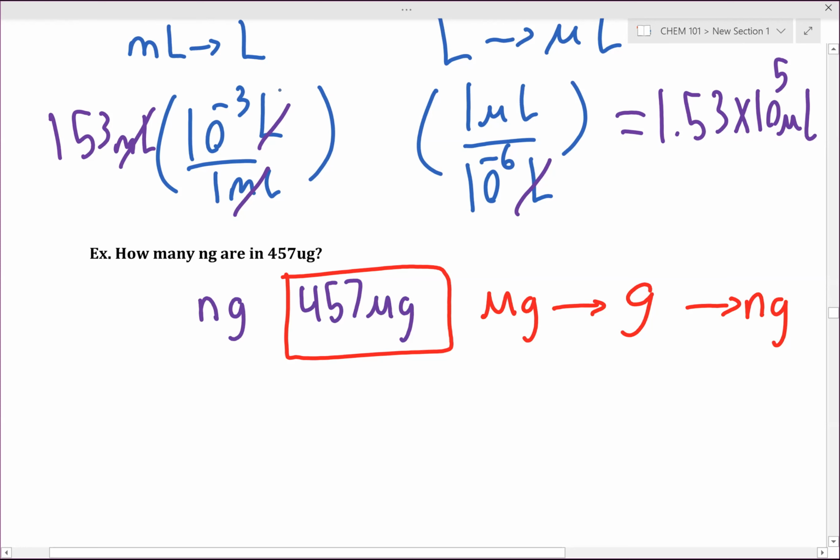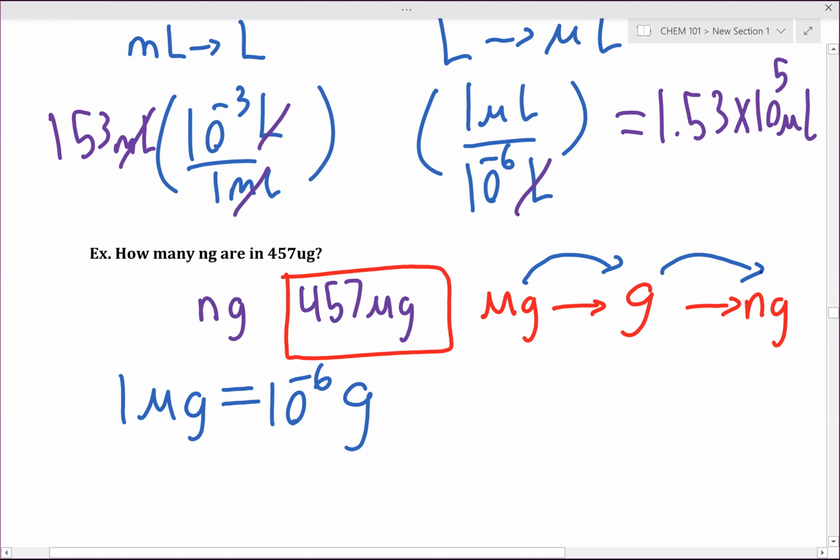Okay, so looking at our conversions, in our first step, we're going from micrograms to grams. So 1 microgram corresponds to how many grams? What power of 10 does micro correspond to? Yep, 10 to the negative 6. Okay. We're next going from grams to nanograms, and 1 nanogram corresponds to how many grams? 10 to the negative 9th.